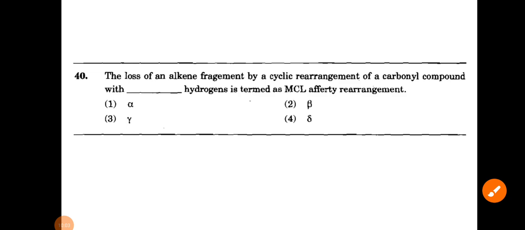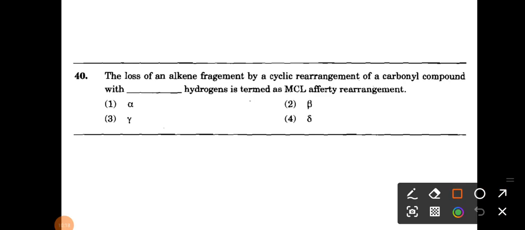Okay, so the next question: the loss of an alkene fragment by a cyclic rearrangement of a carbonyl compound with dash hydrogen is termed as McLafferty rearrangement. A simple question on the McLafferty rearrangement, so we know in McLafferty rearrangement which hydrogen is important. Yes, that is the gamma hydrogen. Any compound like carbonyl compounds or any electron deficient compounds where the gamma hydrogen is present, then and only then McLafferty rearrangement is possible. That is the very basic requirement for the McLafferty rearrangement. So that is the gamma hydrogen.